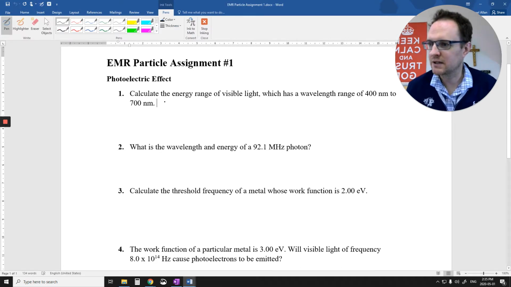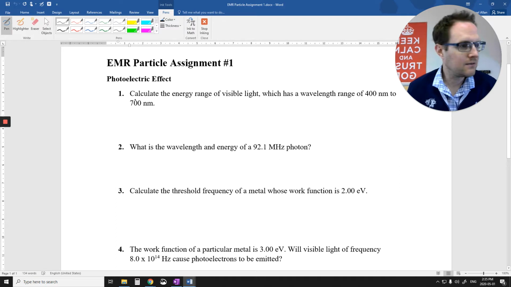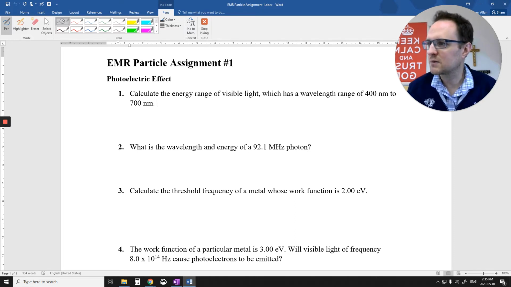Here they just want to calculate the visible range, or the energy range of visible light, which has a wavelength of 400 nanometers to 700 nanometers. So pretty much accepted values. Sometimes you could say 750-ish for the top range, and maybe 350 or 380 for the bottom range. But these are pretty good numbers.